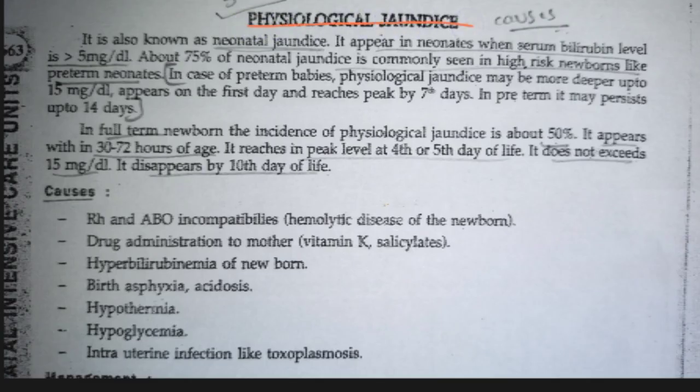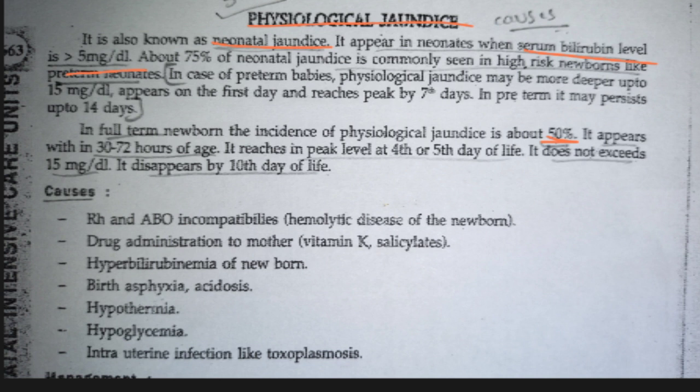Physiological jaundice or neonatal jaundice. This is one of the common conditions in which the baby gets admitted to NICU, and almost 50% of babies get this jaundice. Here the baby's skin turns yellow, and the serum bilirubin level will be less than 5 mg/dl, and the cause is generally external factors.